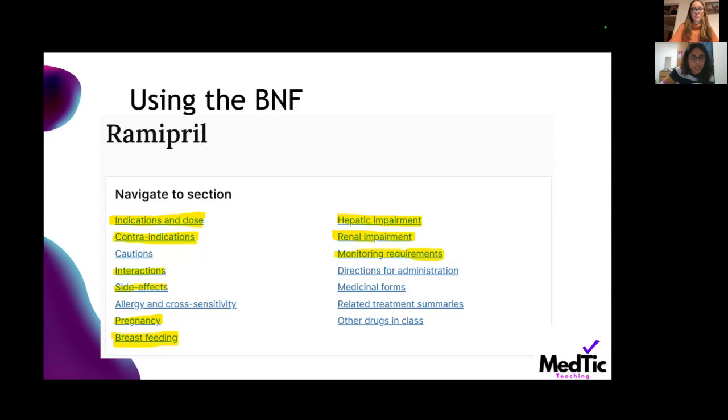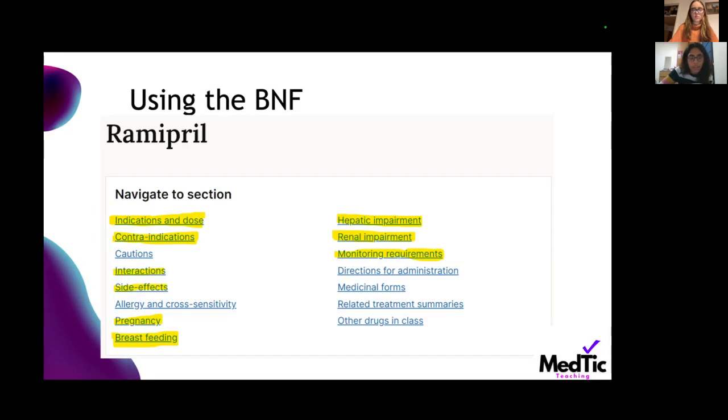So these are the drug monographs. I've just put up an example of ramipril there, and I've highlighted the sections of each drug monograph that I think you'll probably use the most. You'll be using the indications and dose, contraindications, all of that, and more of those sections you'll use. They'll be more relevant to the certain types of questions that we'll have.